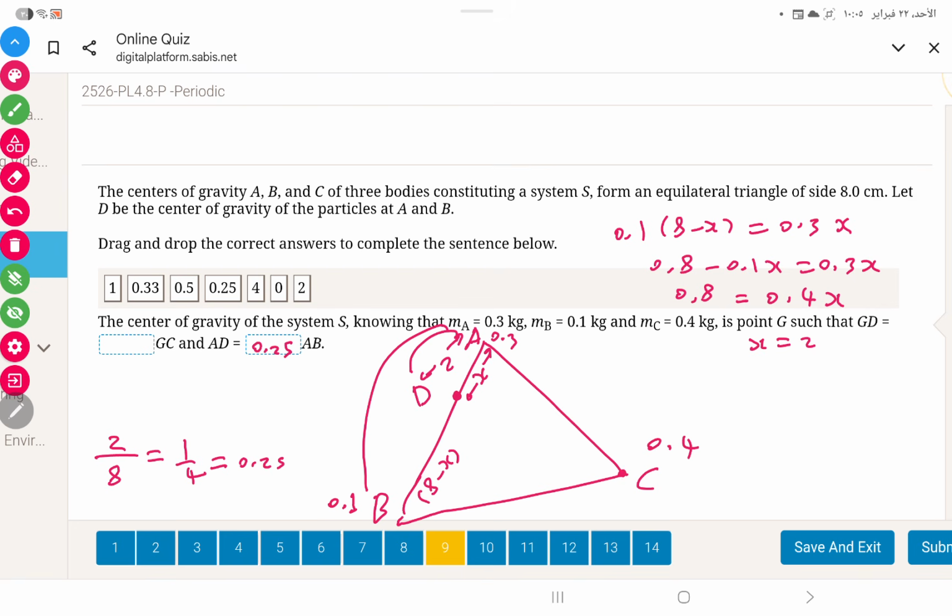Next step, we want to calculate now the center of gravity of the system. Now we take D as the center of gravity of both A and B. In this case, it would be 0.4 after adding 0.1 and 0.3. So here you have 0.4. Now, if this is also 0.4 and this is 0.4, center of gravity would be exactly in the middle, which means GD is equal to GC. So here you have to put 1. So GD is equal to 1 GC. And that's the answer for this question.